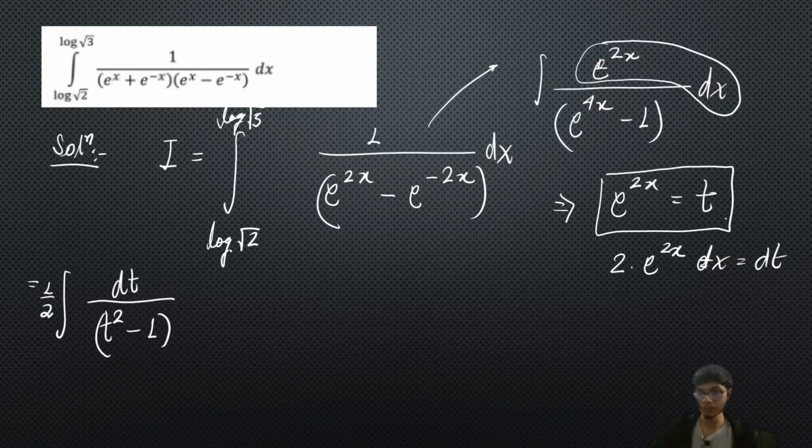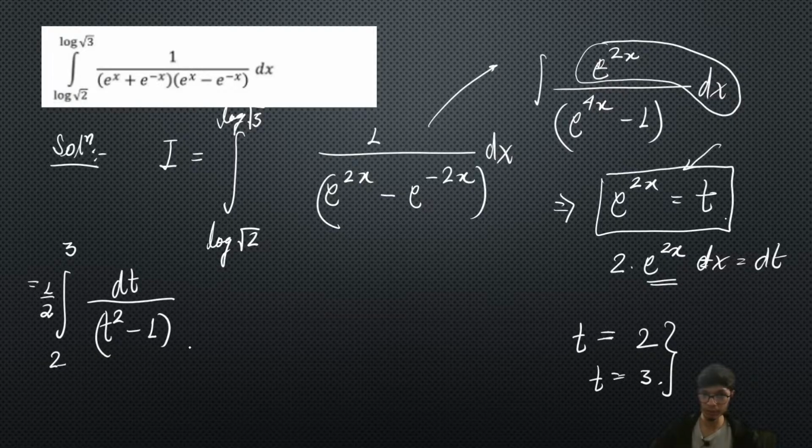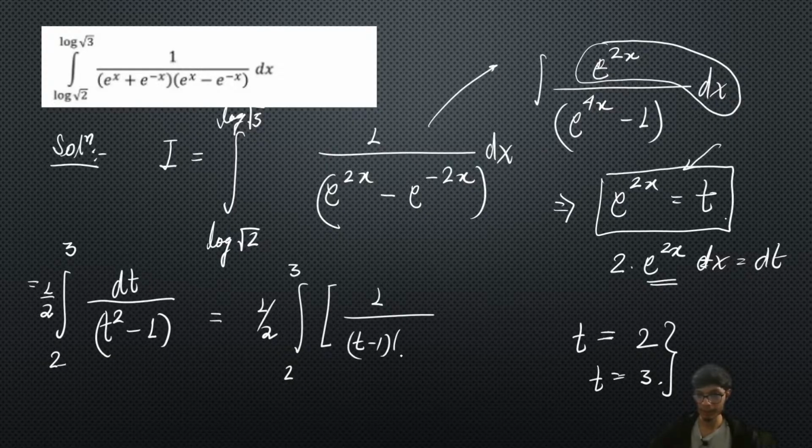you solve the answer. So if we have the result as natural log root 2, so in place of x, if you put natural log root 2 over here, you are going to get t as 2, right? And for the upper limit, log root 3, you're going to get t as 3, as simple as that. So we just put the limit over here, 2 to 3, and we evaluate this part. So I can write it as half times the integral 2 to 3. Now this part I can split as 1 upon t minus 1 into t plus 1 dt, right?